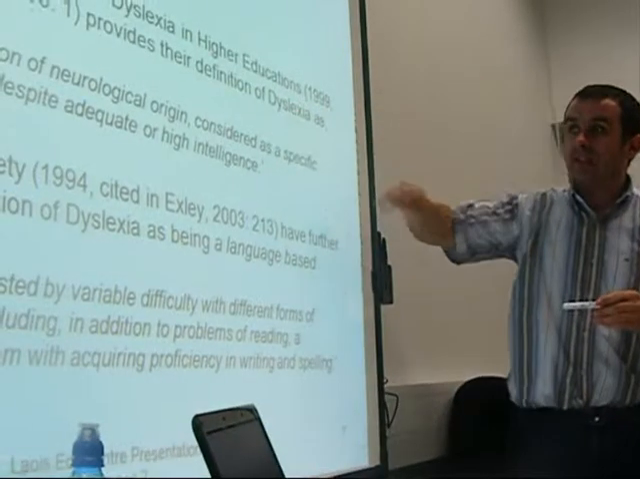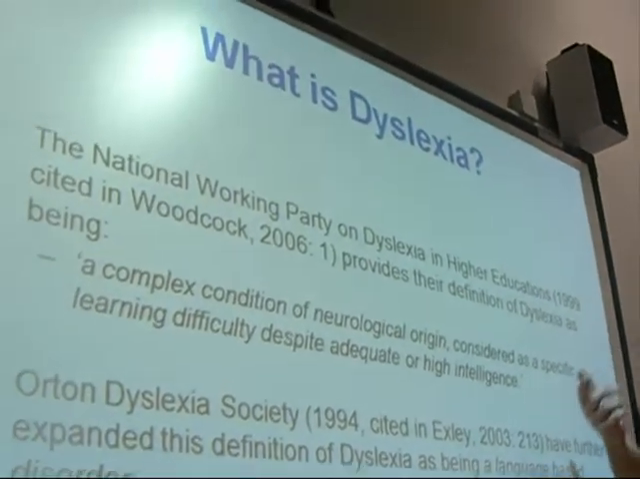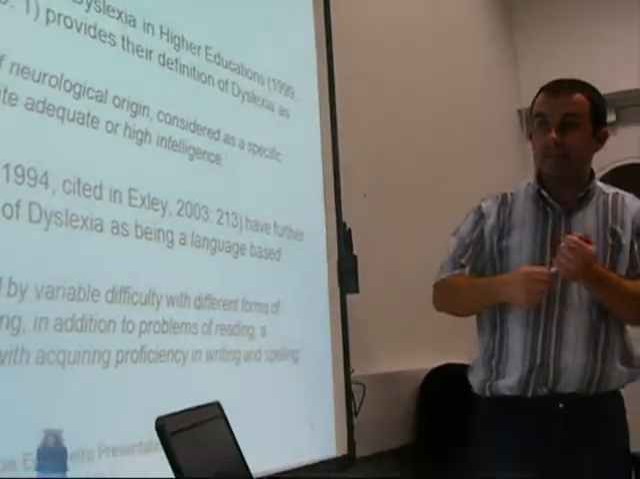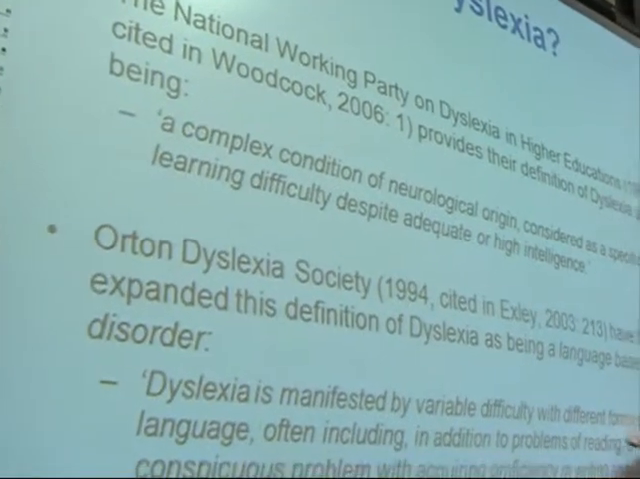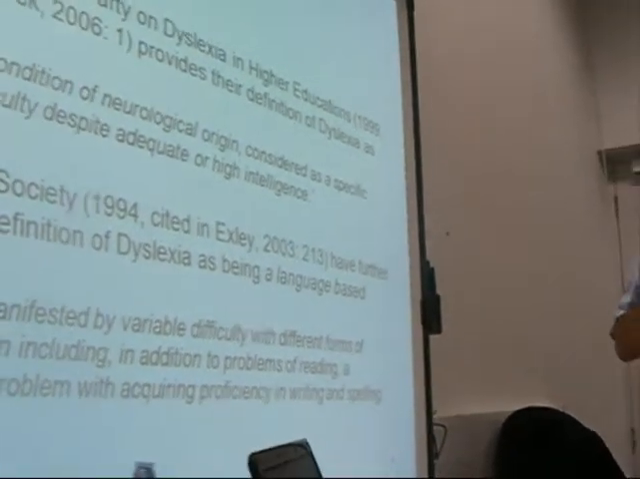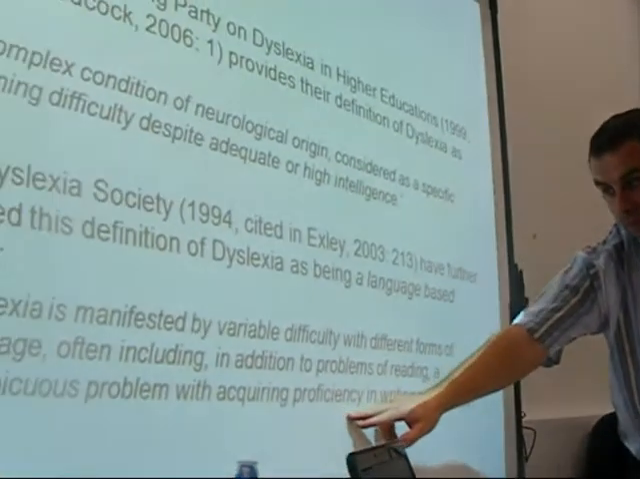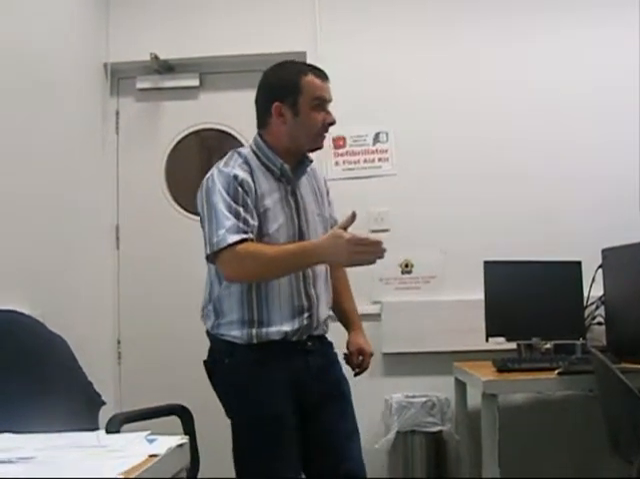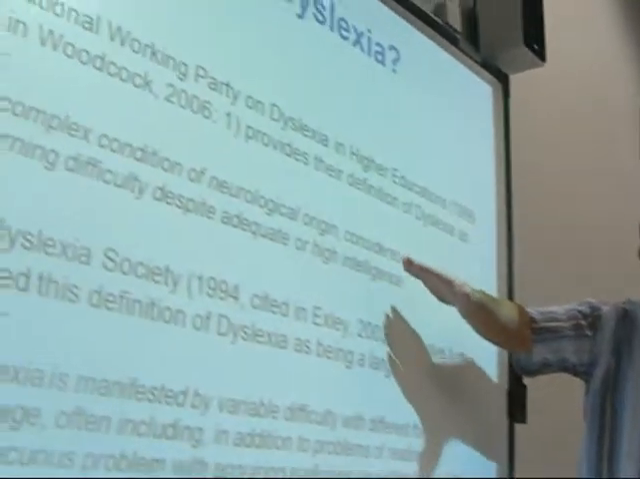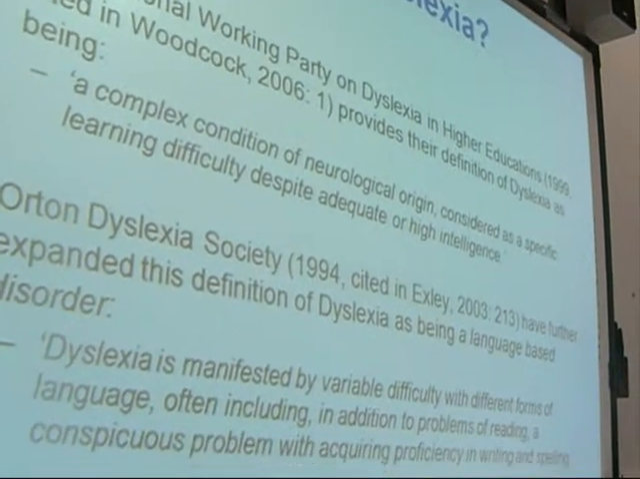The National Working Party on Dyslexia in Higher Education states that dyslexia is a complex condition of neurological origin, considered as a specific learning difficulty despite adequate or high intelligence. So what you have to take from that is, just because a child with dyslexia is unable to read or write, they can present with high intelligence in certain areas. That's a very important thing to keep in mind. The Arts and Dyslexia Society defines dyslexia as a problem with different forms of language, in addition to problems of reading, a problem with proficiency in writing and spelling. So they're emphasising that the real problems pertain to reading, writing and spelling. But the other definition says it's of neurological origin, yet these students can have high intelligence.